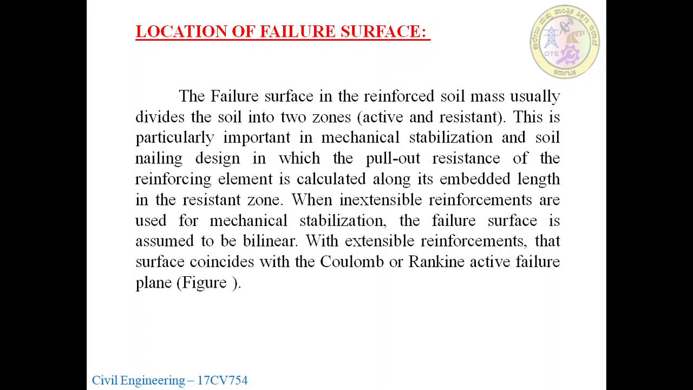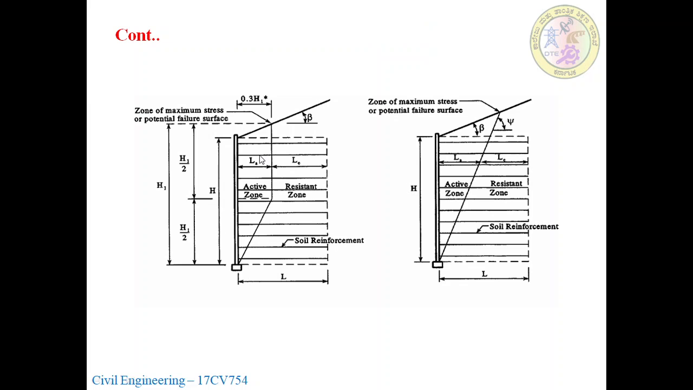Here the important thing is the location of the failure surface. The failure surface in the reinforced soil mass usually divides the soil into two zones: one is active and the other is resistant. So this part will be the active part, this will be the resistant part, and this will be the failure surface.